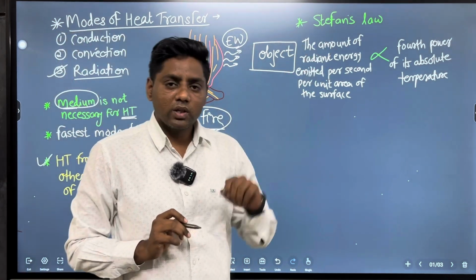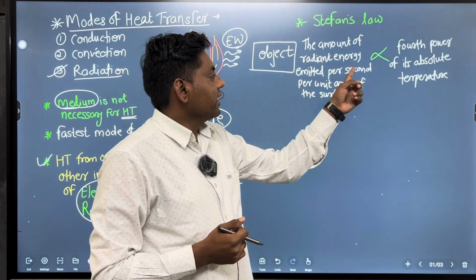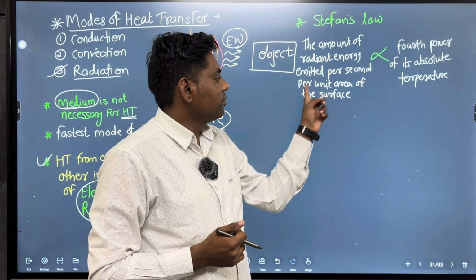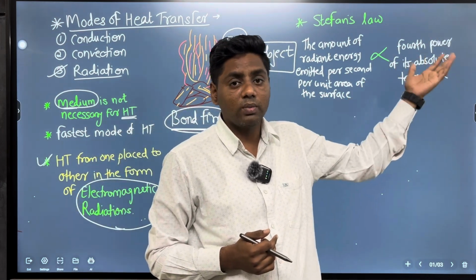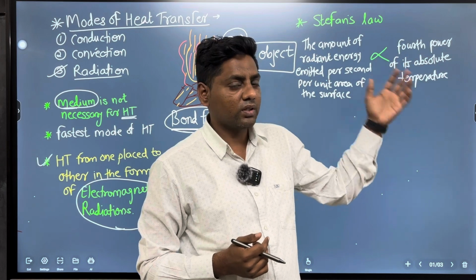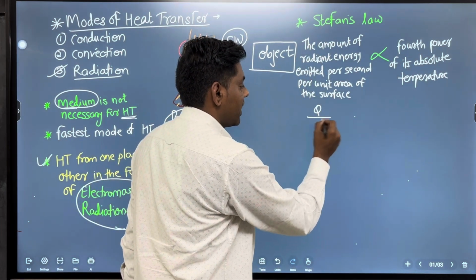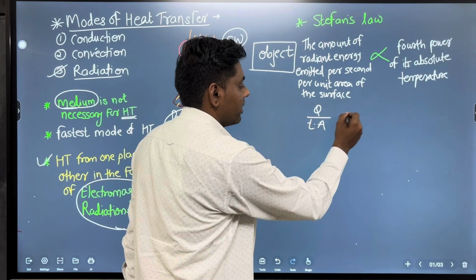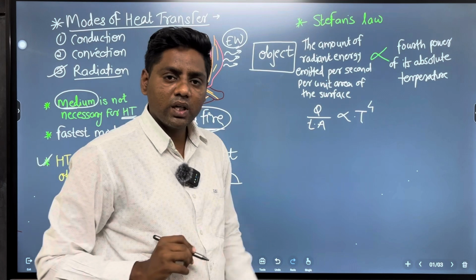So what is the law? The law is very simple. The amount of radiant energy emitted per second per unit area of the surface is directly proportional to the fourth power of its absolute temperature. That law is called Stefan's law. So Q by t into A is directly proportional to the fourth power of its absolute temperature.